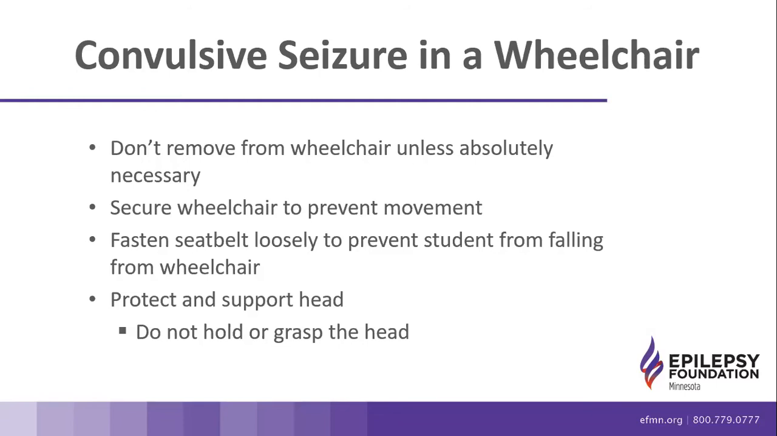And you want to support their head. If they do not have head supports on their wheelchair, you can put a sweatshirt on either side of their head. You can maybe help support their head by turning it to one side so that saliva can drain. Don't hold it and restrain it, but you can protect and support it in several different ways. So that is wheelchair. Additional information about responding to someone in a wheelchair.